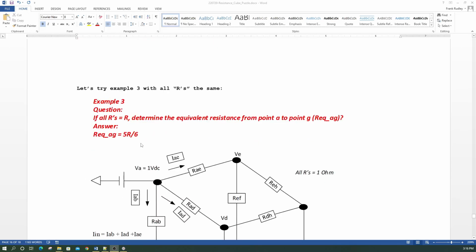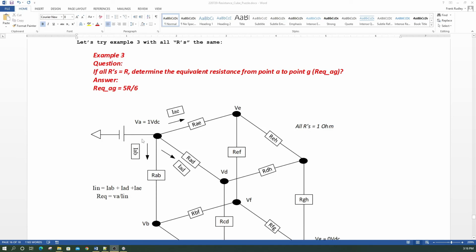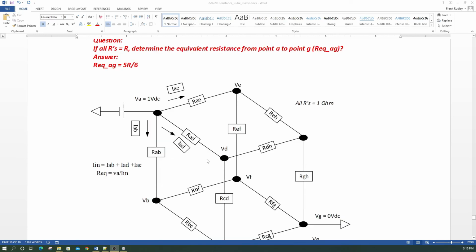So the last example is example 3. In this case all the resistors are the same, but we're going to solve it between the long corner to corner. So we're going to put our ohm meter between point A and point G here. Everything else is symmetric. I think there are only 3 different situations you could have with a cube. So anyway, the answer is known between A and G.